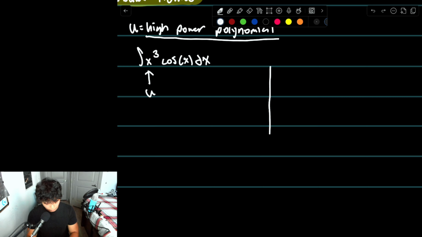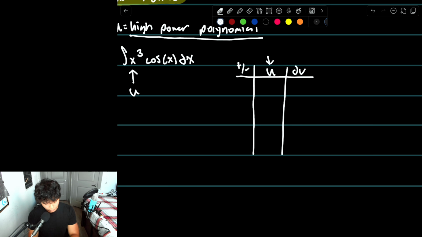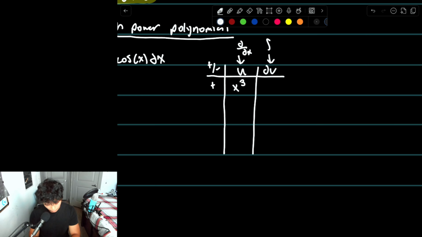We then set up this three-part table, which has our u as well as our dv, and then a plus and minus. Now we are going to find the derivative of this over and over again, and we are going to find the integral of this over and over again. So let's set up the plus minus. It's typically in order from plus to minus, plus to minus, but I don't have to put all of that yet. Now our u is x cubed, and our dv will be cosine x.